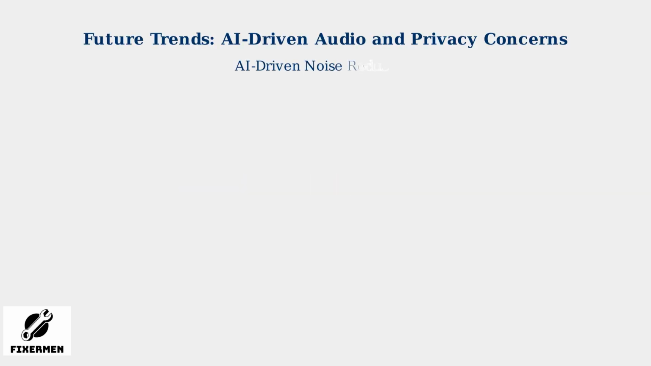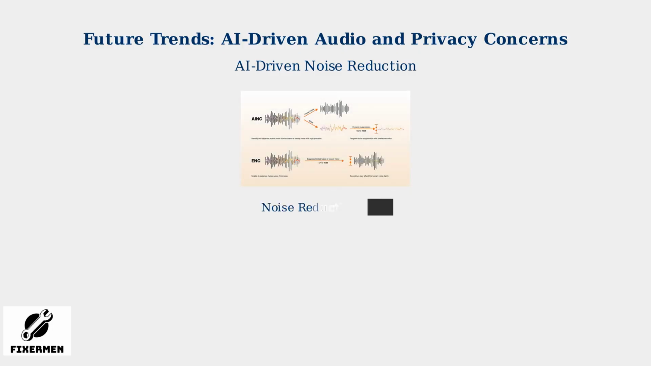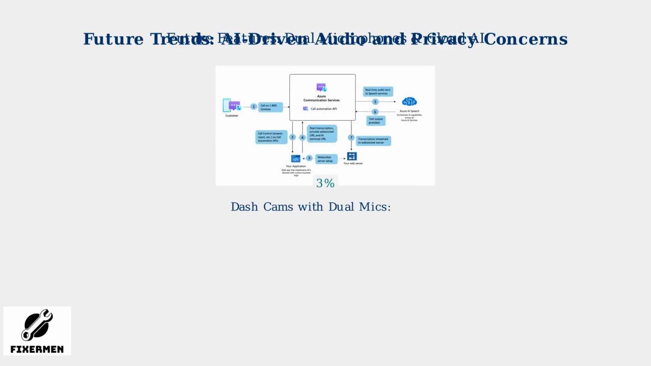Dashcam technology is evolving rapidly with advanced AI features transforming audio recording capabilities. AI-driven noise reduction is becoming more common in modern dashcams. Using machine learning, these systems can filter out road noise while preserving important audio, improving clarity by up to 60%. By 2028, experts predict 80% of dashcams will feature dual microphones for stereo recording and real-time transcription via cloud AI, virtually eliminating audio recording issues.